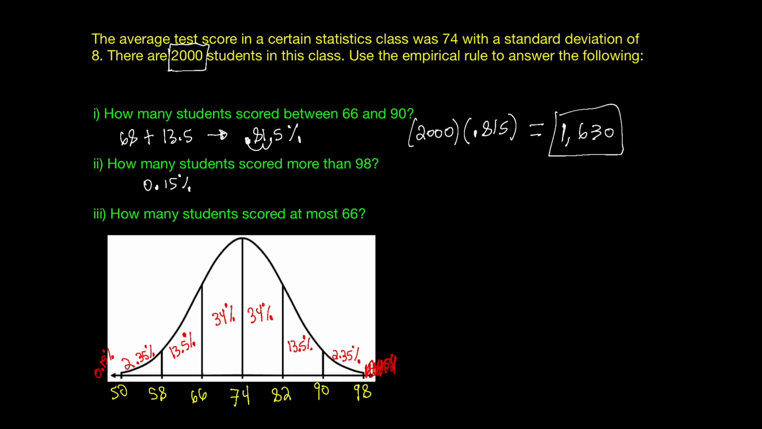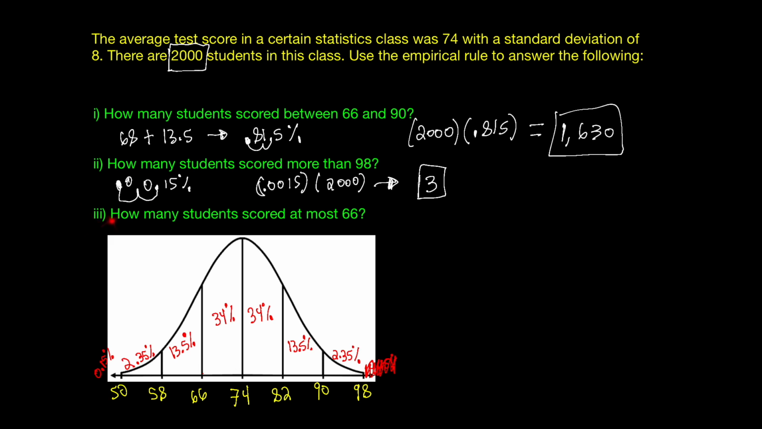and to convert it to a decimal, I'm just going to move the decimal point 2 units to the left. So 1 and 2, and then any space that I accumulate, I'm just going to fill it in with a 0. So here I have 0.0015, and I'm going to multiply it with the 2,000. And multiplying that, I'm going to get a total of 3. So 3 students scored more than 98.